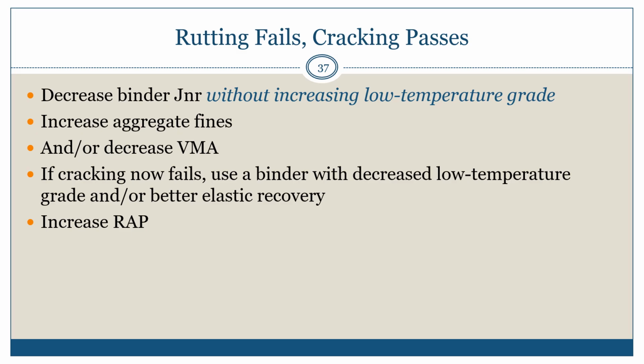If you do manage to modify a mix that has problems with the rutting performance so that it passes the rutting test, but now you have failed a cracking test, you want to look at going to a binder with the same Jnr, say, but with a decreased low temperature grade or better elastic recovery. And of course, you can improve rut resistance by using more RAP, but this could cause a problem with cracking, in which case you may find you'll have to lower that binder low temperature grade.